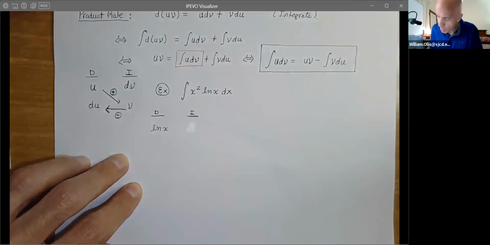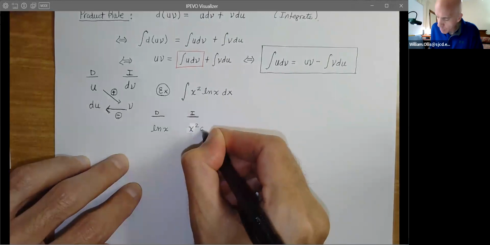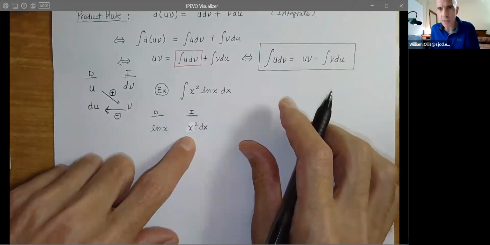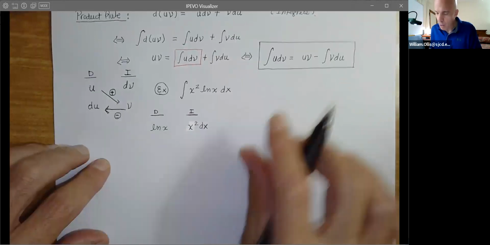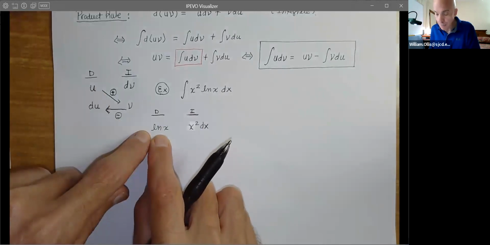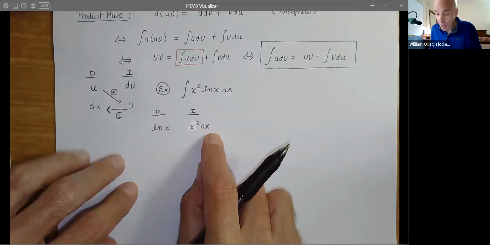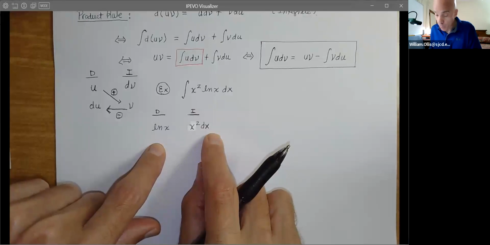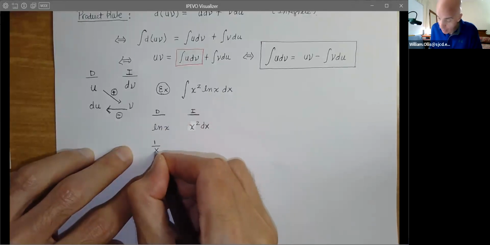We don't want to choose the same, obviously. So x squared dx. And then some students say, well, Professor Ron, do we have to put the dx there? I can just add one and divide by the new power. Sometimes we get lazy and leave it out. But now we see that the u is the ln of x, and the dv is the x squared dx. Now to go to the next row, we want to take the differential. So this will be 1 over x dx.